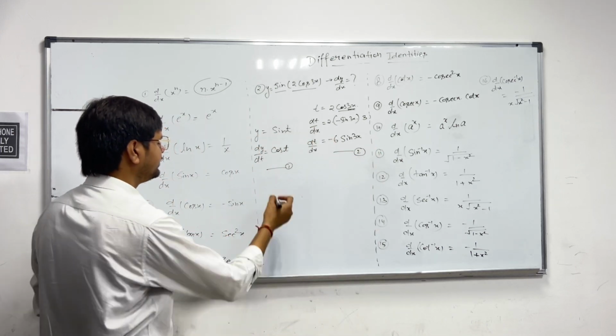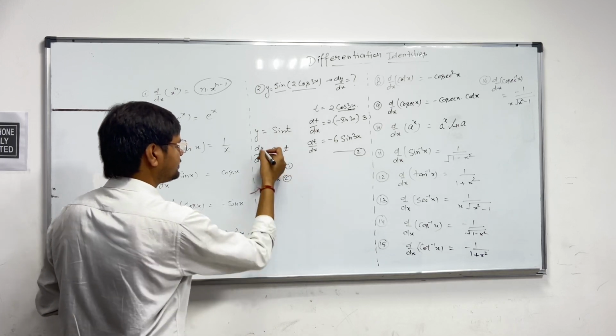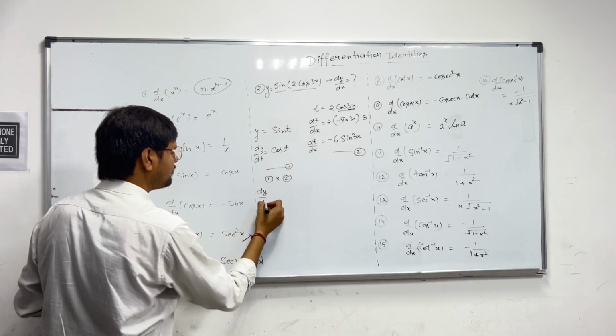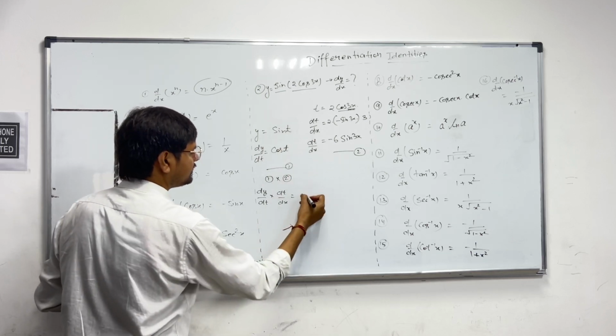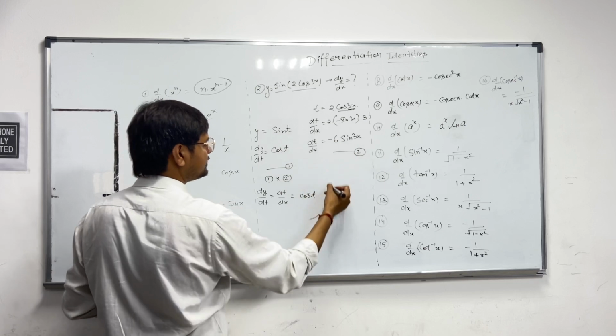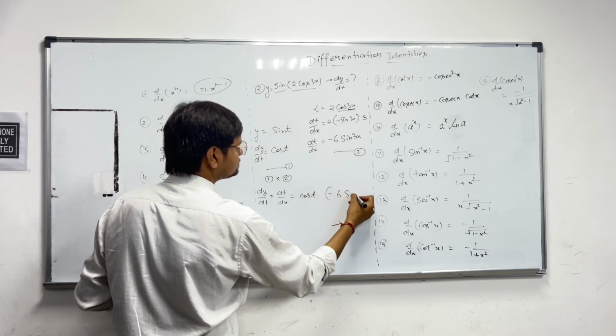Okay, so when we find the product of both equations, the product will be dy over dt and dt over dx. So here it is cos t, and here it is negative of 6 sine 3x.